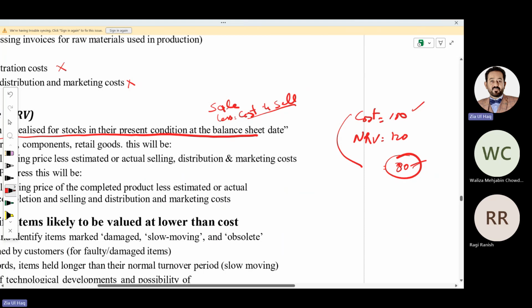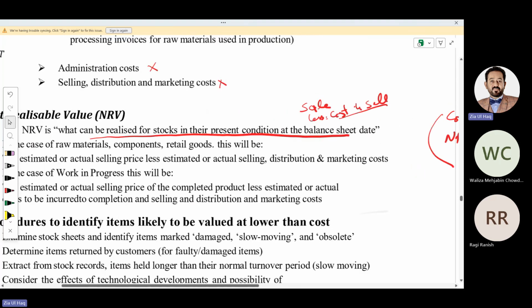For normal units, you can sell at a profit. So they should be recorded in the balance sheet at cost because their cost is lower than NRV, because NRV includes a profit element as well. But for slow moving and damaged units, you should check whether NRV is lower or cost is lower. And normally for damaged units, NRV is lower, so you should record on an NRV basis.